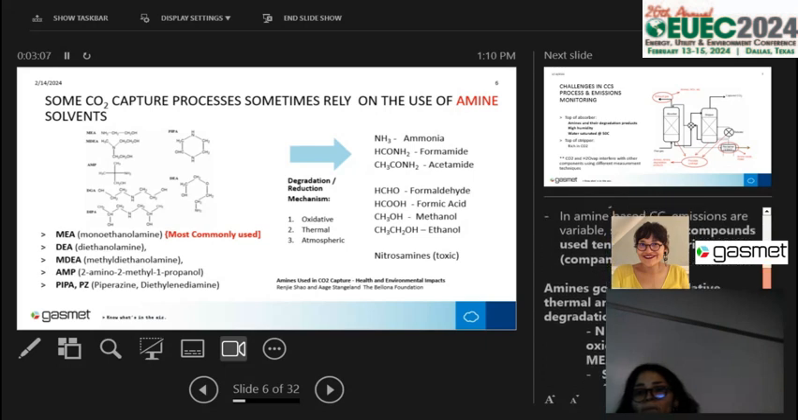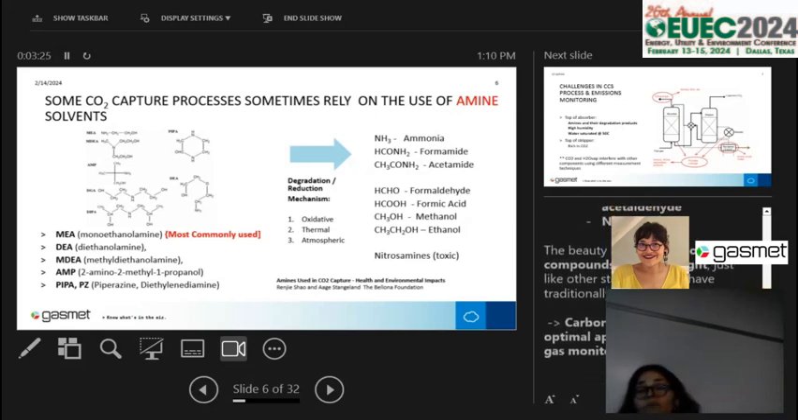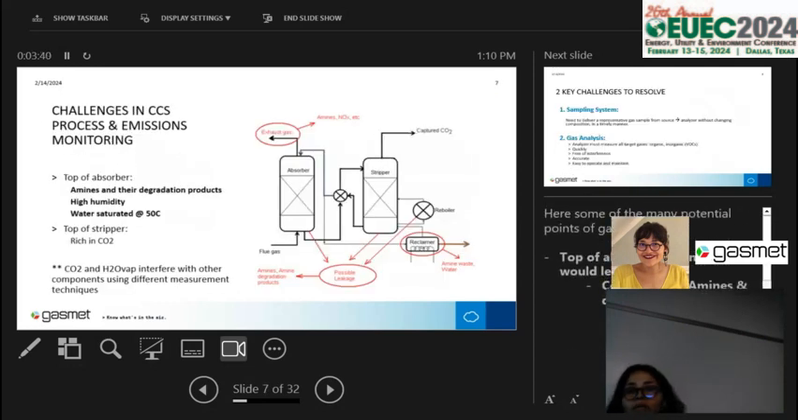So they go through oxidative, thermal, and atmospheric degradation. They degrade into ammonia, which is the most common product. Then short chain amines like methylamine, ethylamine, acids and aldehydes, and nitrosamines as well. The beauty of all this is that most of these components absorb infrared light, so we could potentially measure them with FTIR. So carbon capture plants are an optimal application for FTIR multi-gas monitoring.